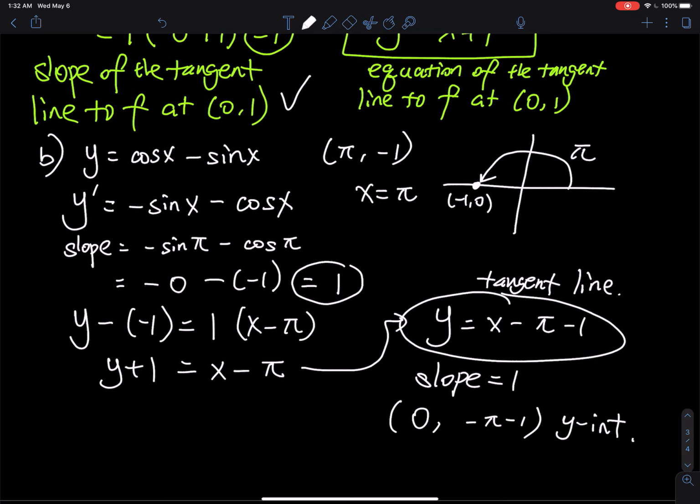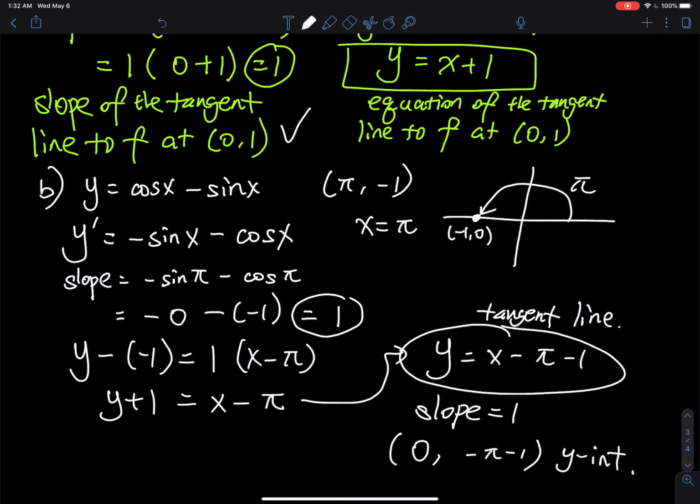So that will be all in this part. In the last part, I will show you a horizontal tangent problem.